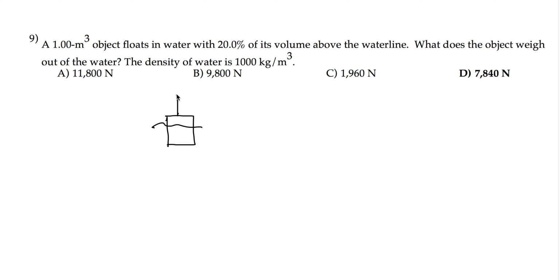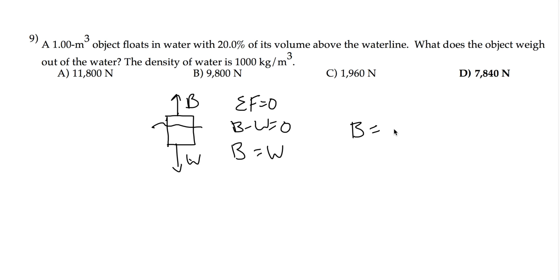When it's floating, we know that the buoyant force must equal the weight. Those are the only two forces acting on it. So sum of the forces equals 0. Buoyant force minus weight equals 0. This is what tells us that the buoyant force equals the weight. So for this problem, we're asked for the weight, but all we have to do is find the buoyant force. So the buoyant force is equal to rho Vg.